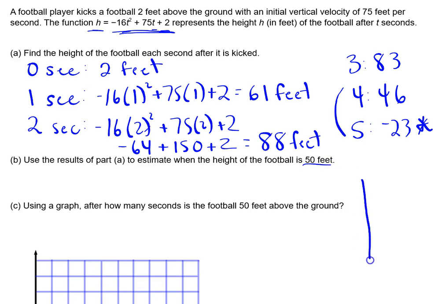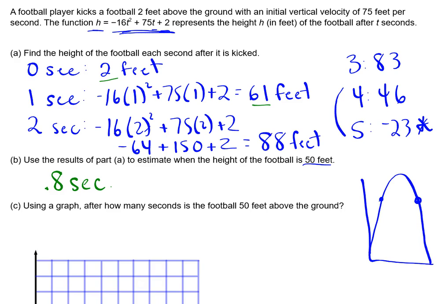So we know, if we kind of think about this graph, that our football goes up in the air and comes back down. So it should hit 50 feet somewhere on the way up and again on the way back down. So if we look through our numbers, it starts at 2 feet and it jumps to 61. Well, so somewhere between 0 seconds and 1 second, it hit 50 feet. Probably closer to 1 second, so maybe say 0.8 seconds would be a good guess.